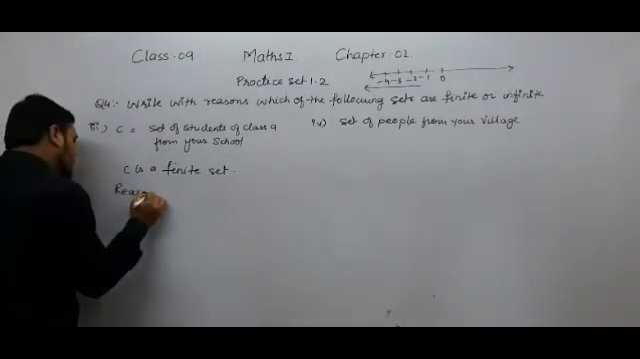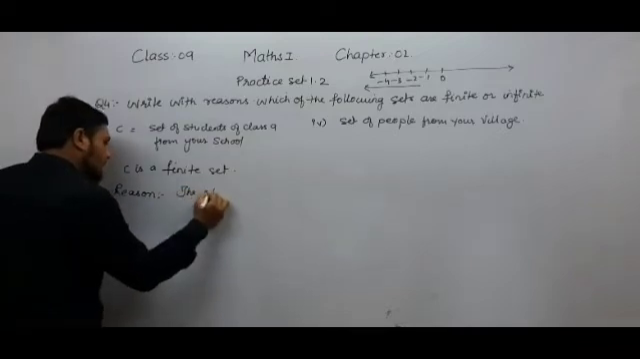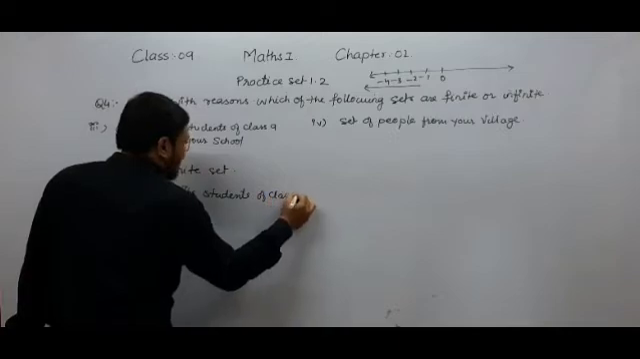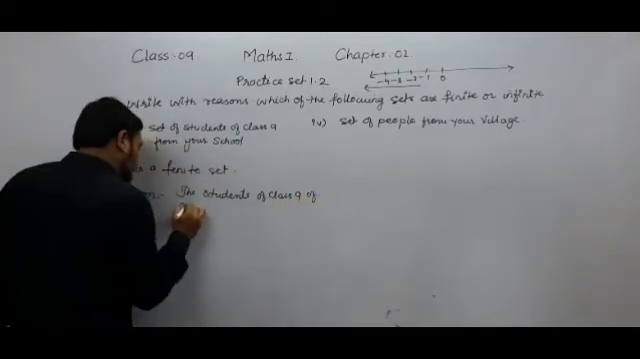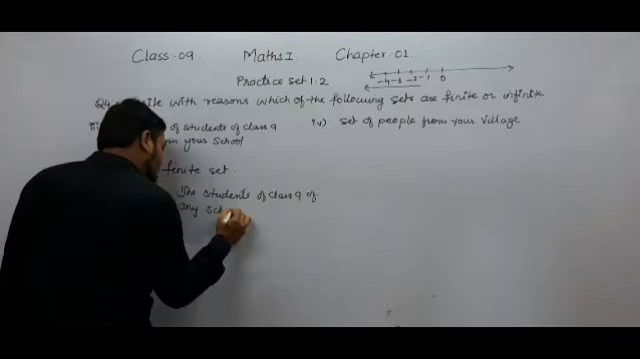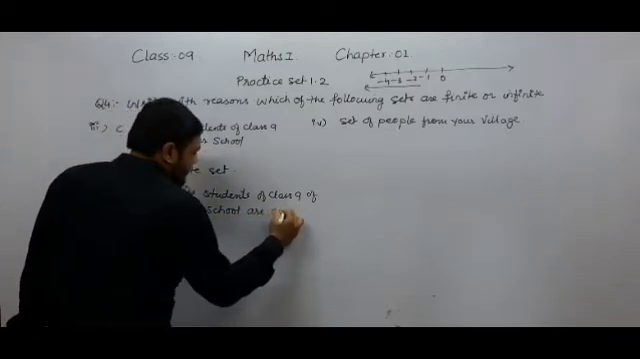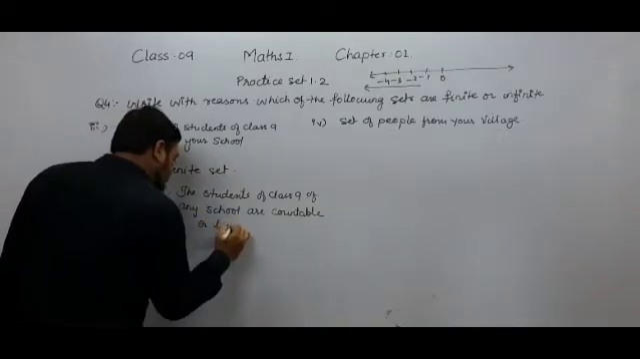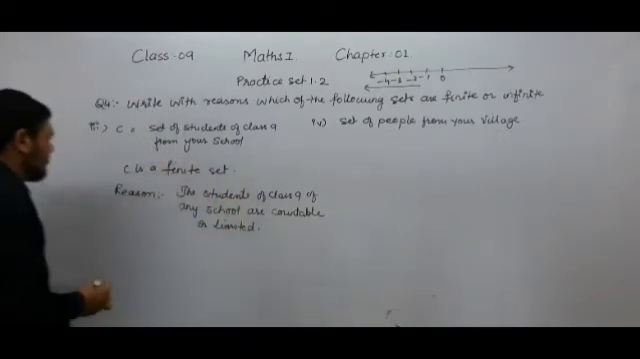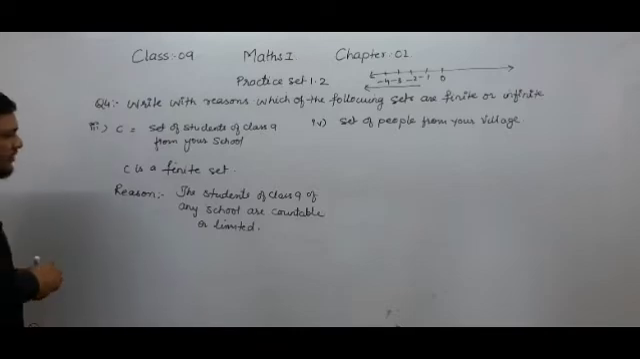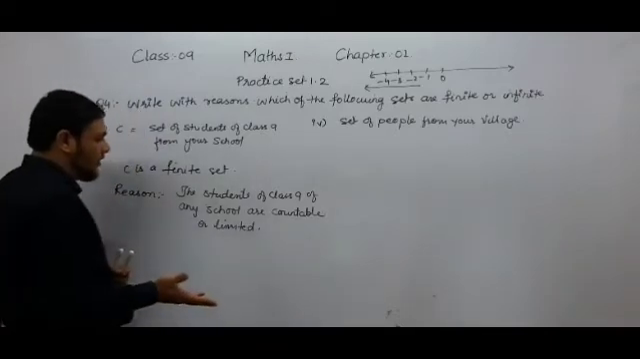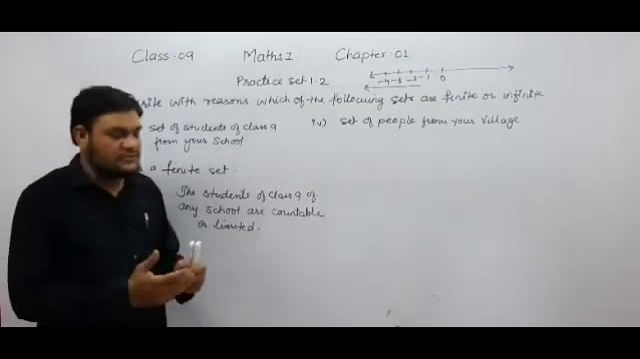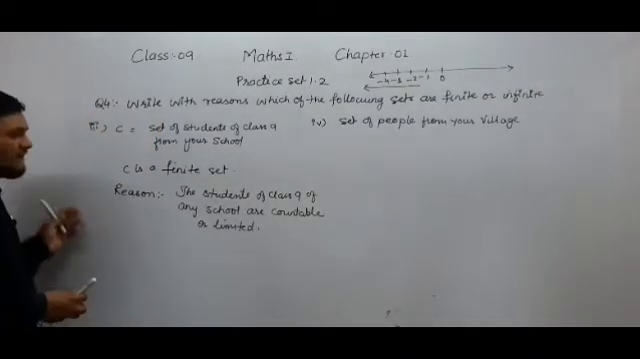Reason: the students of class 9 of any school are countable or limited. So student, if you will see any school, then from any school the students of class 9 are countable. We can count the students of class 9th of any school. So we can say that C is a finite set.